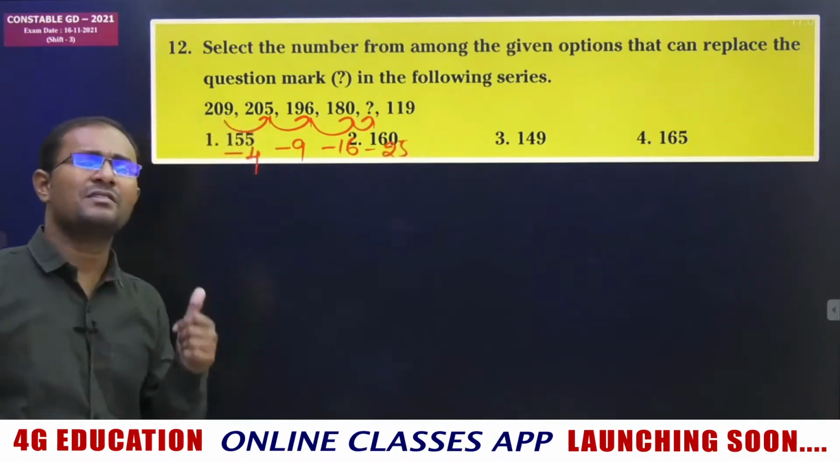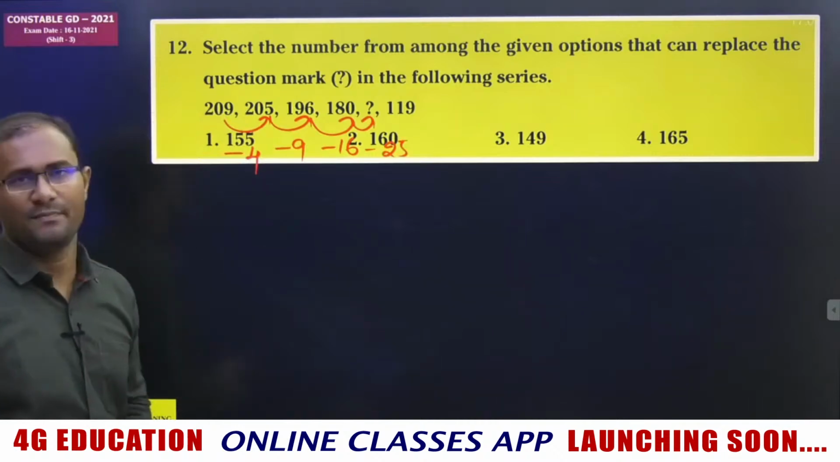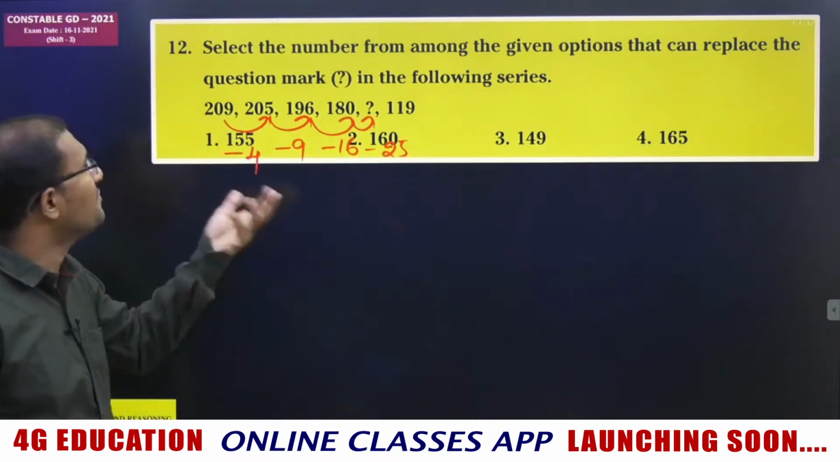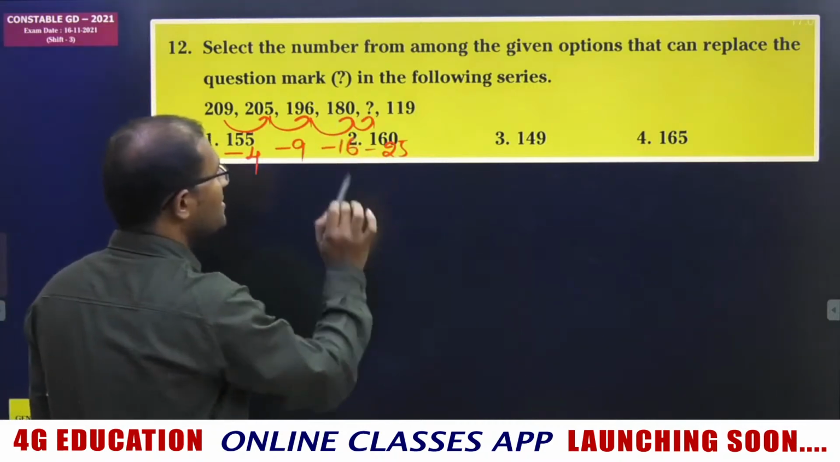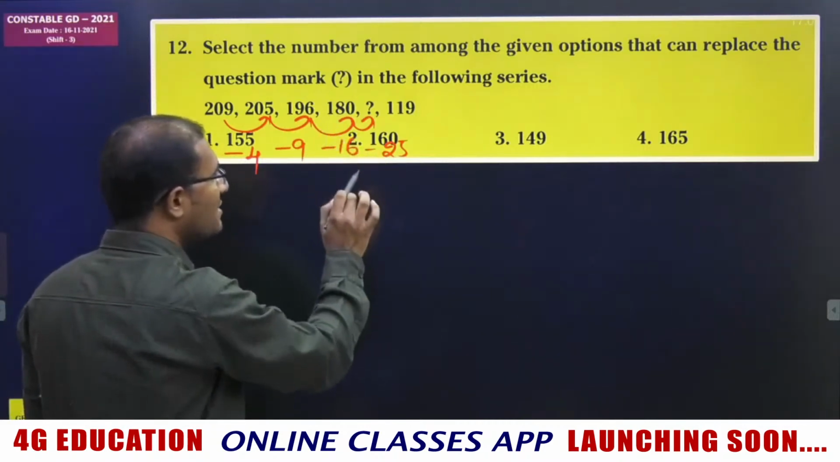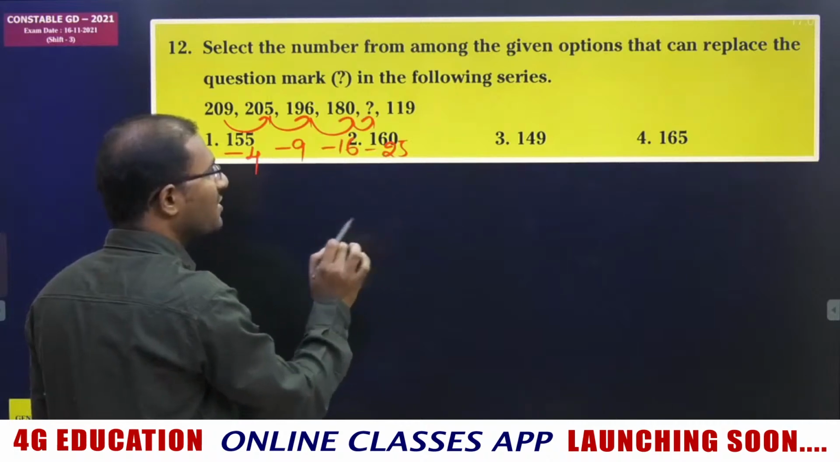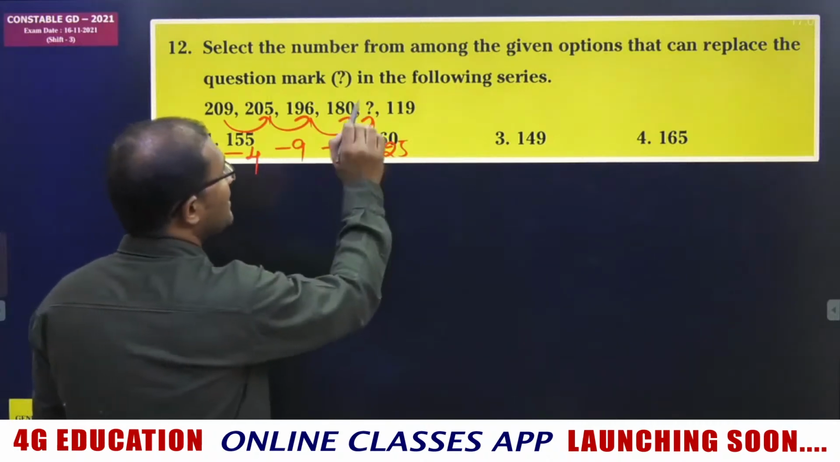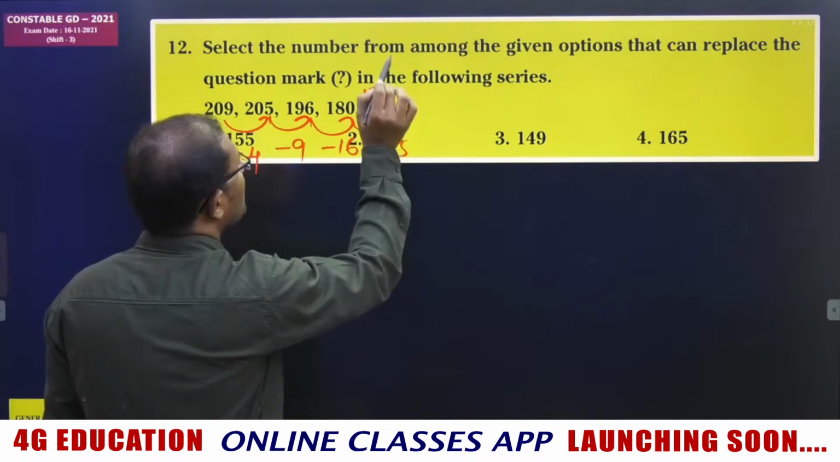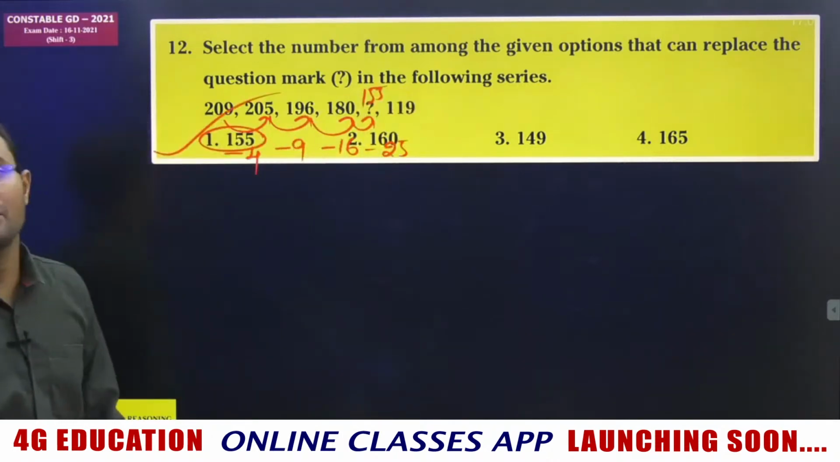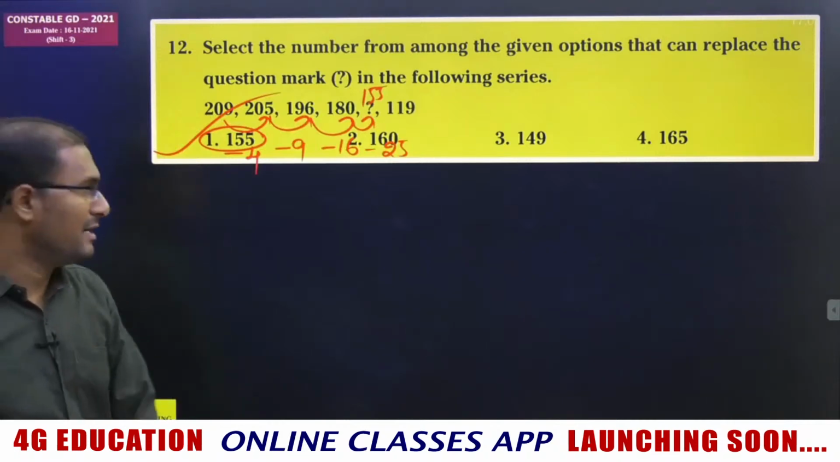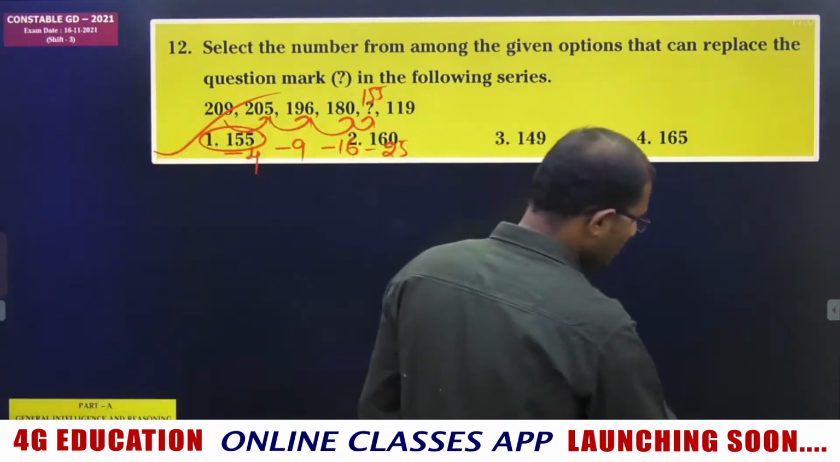As the series is decreasing slowly, I have taken the difference here. Slowly decreasing, so taking the difference is enough. Now from 180, if we take away 20, it becomes 160, and out of 160 again 5 we have to subtract. It means 155 would be the right answer. 155 is present in the first option, so for the 12th question the first option would be the right answer. Now let us move on to the next question.